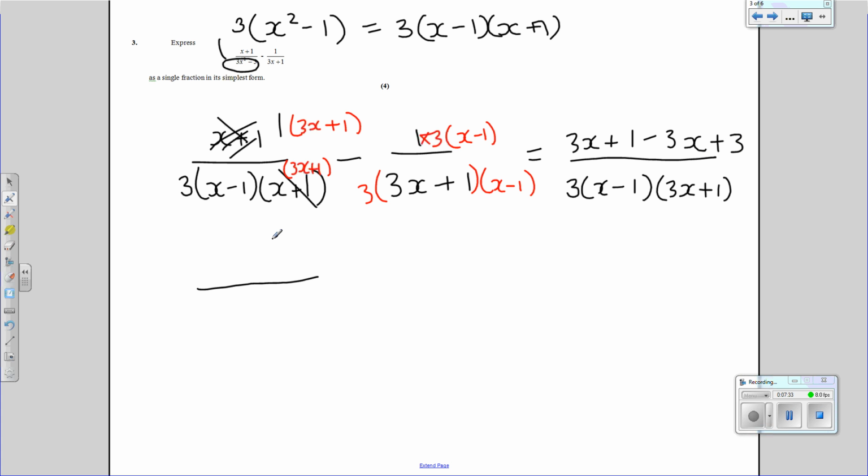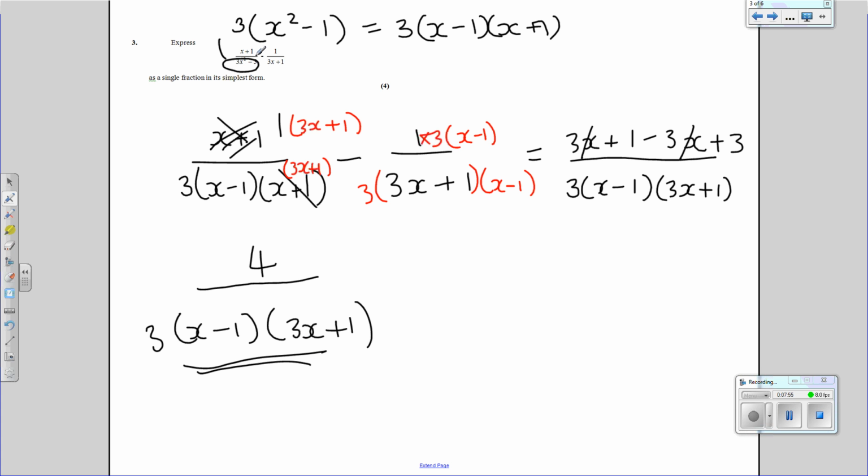Now, on the next line, sorry, we're going to simplify this. That's a 3x, take away 3x. So we've just got 1 plus 3, which is 4. And we still have this common denominator of 3 lots of x minus 1, 3x plus 1. And that's your final answer there, if we're doing it the subtraction way. You can't cancel anything down.